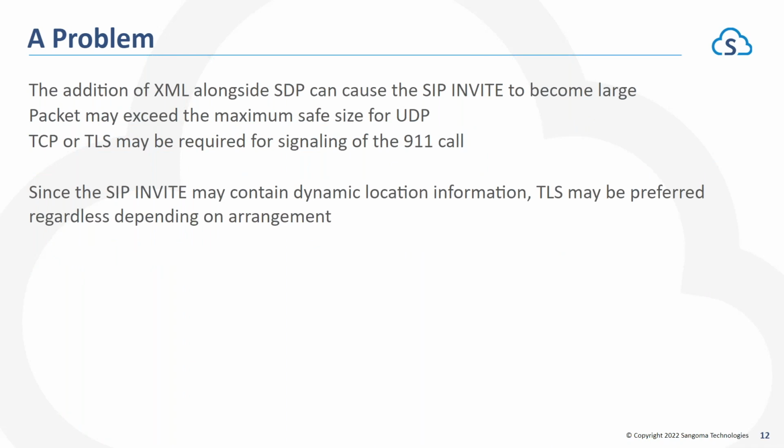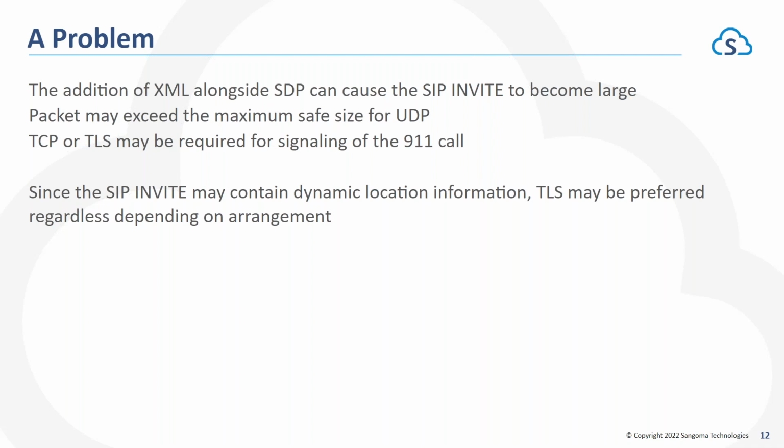However, those in the audience who have dealt with XML might think, gee, XML can get pretty big. And you would be correct. So this can potentially bring about a problem with things. The addition of XML alongside SDP can cause the SIP invite to become quite large enough that it may actually exceed the maximum safe size for UDP. So when talking to upstream providers, they may require you to use TCP or TLS.